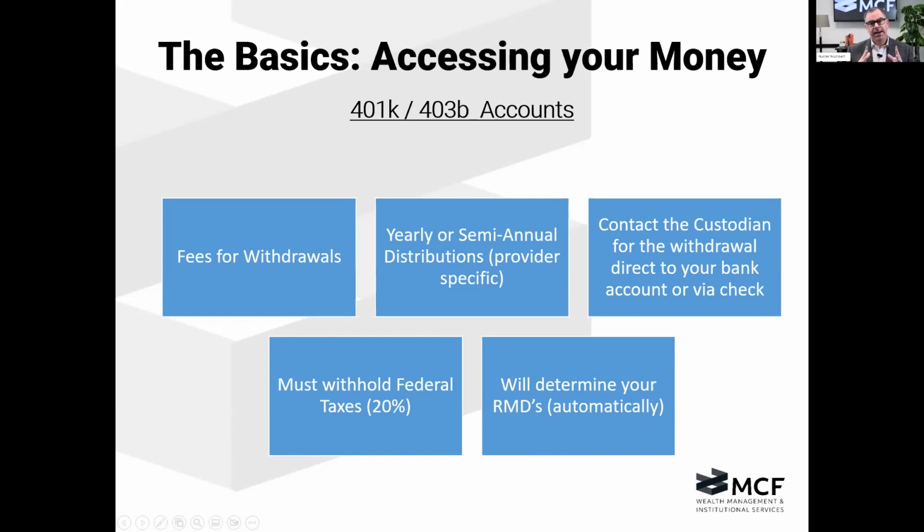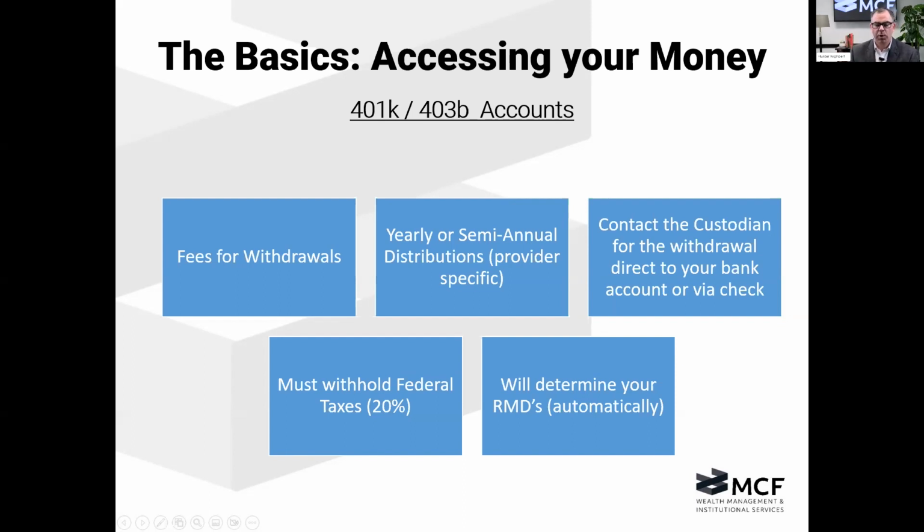When you withdraw money, and if you leave it in the 401k, the industry standard for withholding taxes is 20%. And in most cases, that's non-negotiable, meaning that even if you're not in the 20% tax bracket, the record keeper or custodian will force you to withhold 20% of whatever you're taking out. On the flip side, one of the positive things is that the custodians and record keepers will determine the exact amount of your required minimum distribution.